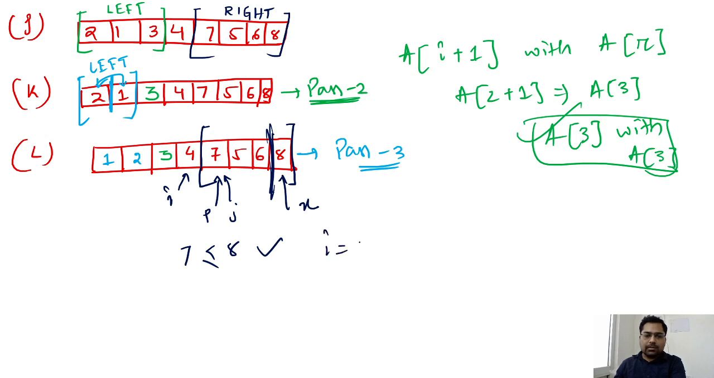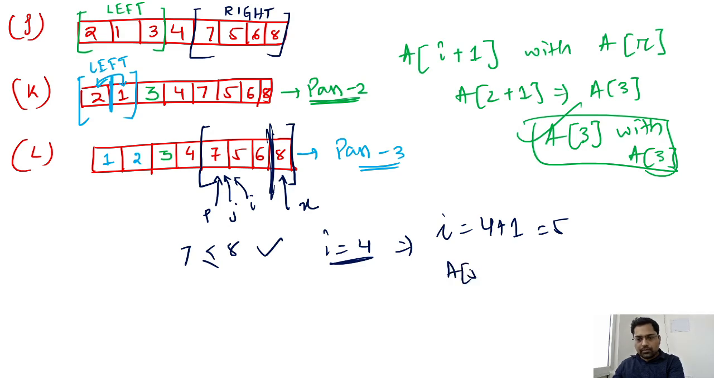So I value will become I plus 1, like it was before 4. Now I value is 4 plus 1, which is 5, like fifth position. I will point to the fifth position, and J was previously at fifth position, so A of 5 with A of 5, so no need to change it.